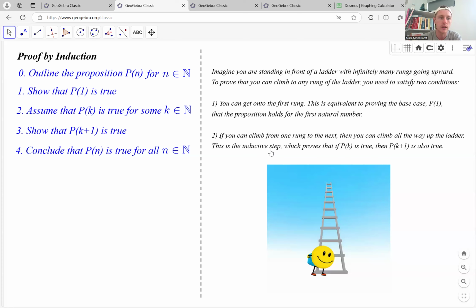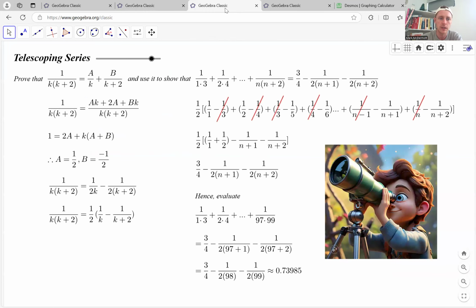And this is what we call the inductive step. It proves that if P of k is true, then P of k plus 1 is also true. And then it's true for all natural numbers n, which is going to be our conclusion. So if these are the only 2 conditions that we need to satisfy, then we can prove a lot of interesting facts using proof by induction. So let's look at an example. Hopefully you can recall, and you've watched the previous video about telescoping series, but here it is as a recap.